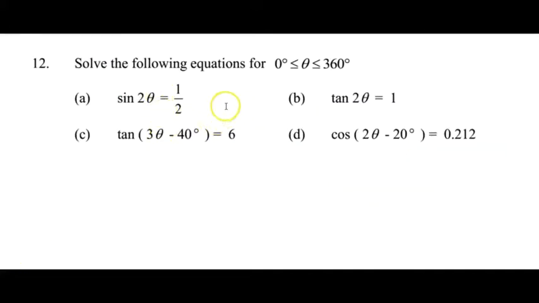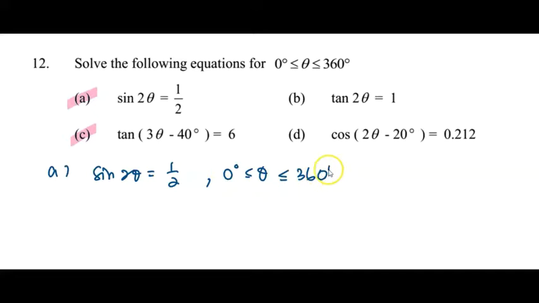For this question, I will show questions A and C, and B and D I'll leave for your exercise. Okay, so here, question A, I'm going to solve sine 2 theta equals 1 over 2, and theta is from 0 to 360 degree.